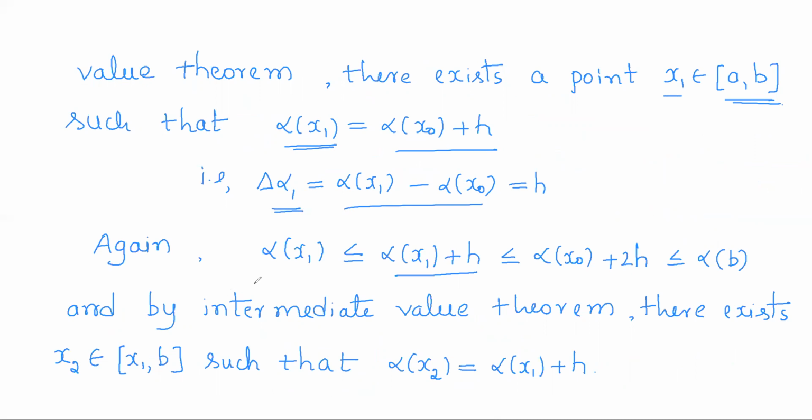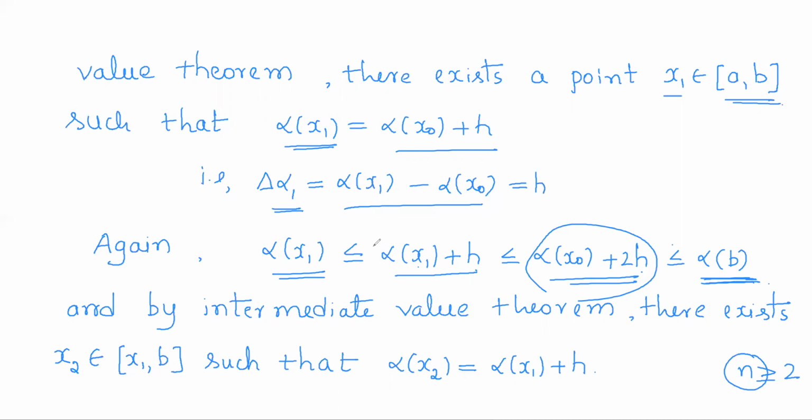Next, consider alpha of x1, which will obviously be less than or equal to alpha of x1 plus h, as h is non-negative. And we can similarly show that this will be less than or equal to alpha of b. Because alpha of x1 is what? It is alpha of x naught plus h. So obviously it is alpha of x naught plus 2 into h. If the natural number n which you have considered is greater than or equal to 2, then this value will be less than or equal to alpha of b.